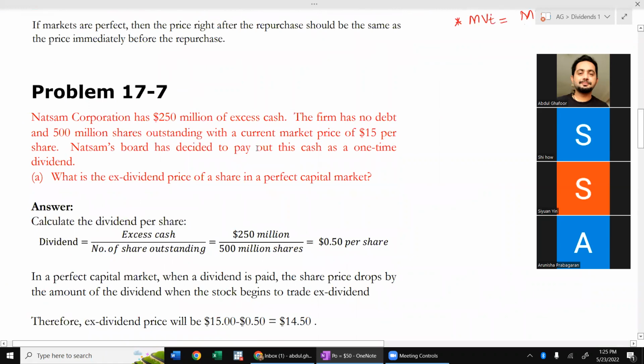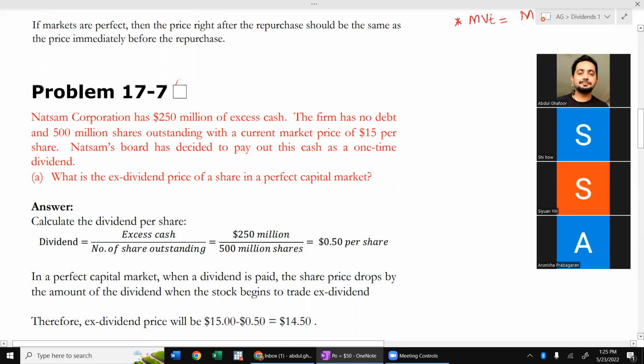Okay, so by the way, this Netsum Corporation question was part of your final exam last time. I had given this question, so similar questions you can expect in your exam.